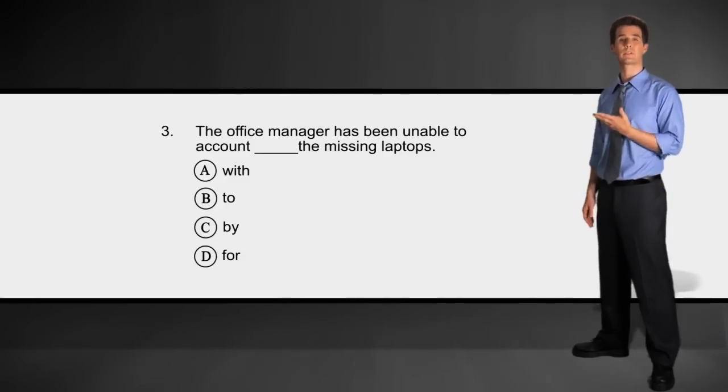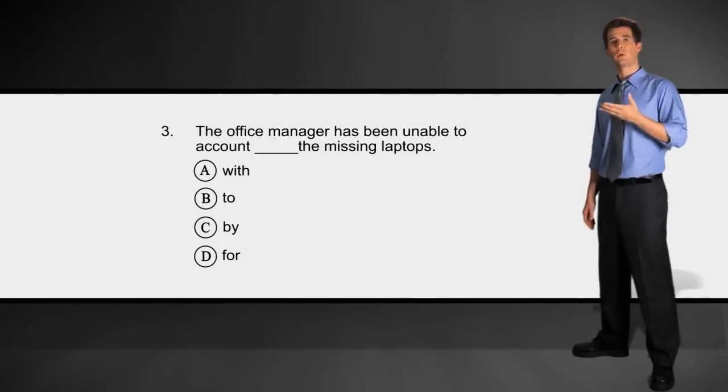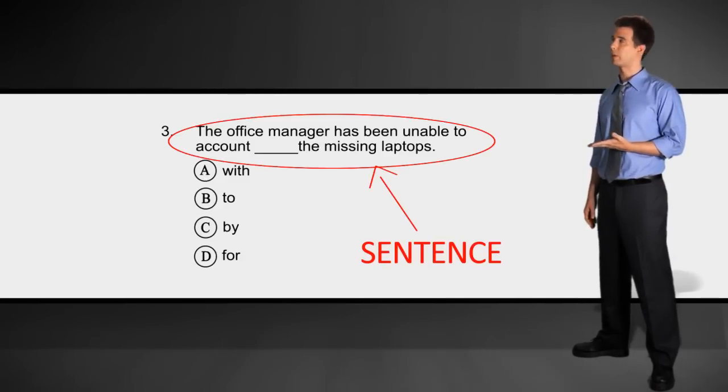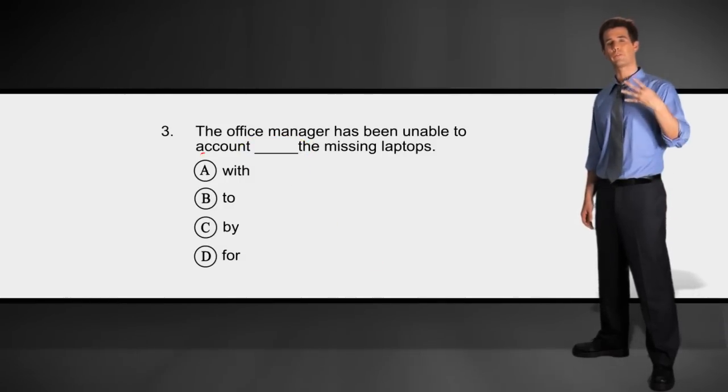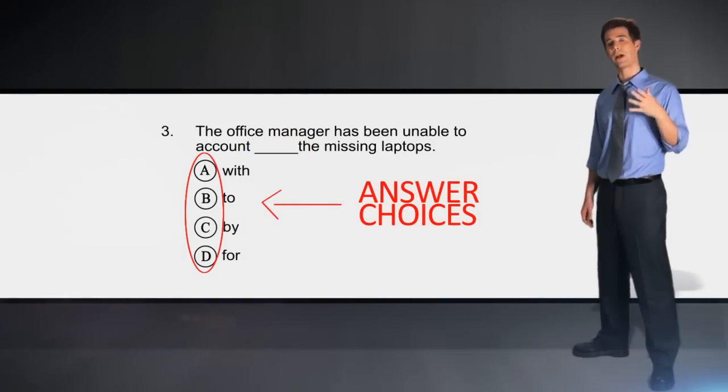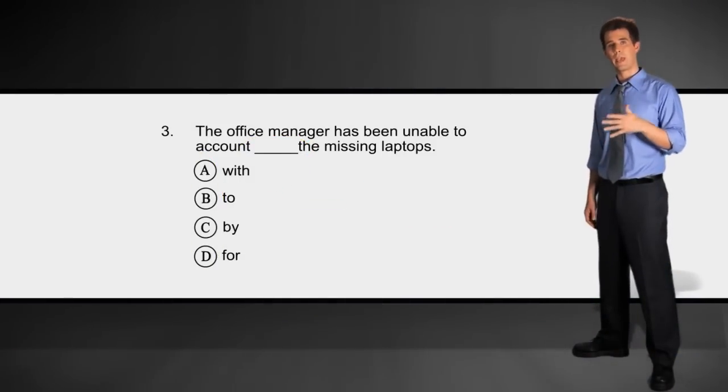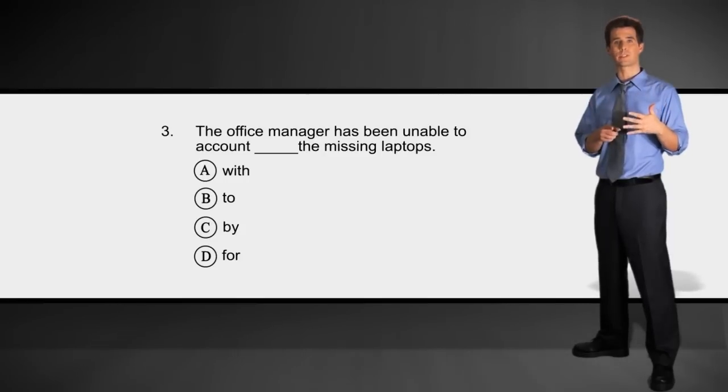It's actually a very simple question. We have a sentence, and we have a word or a couple of words missing. And then you have 4 answer choices. You have to look at the sentence and choose which answer choice best completes the sentence.